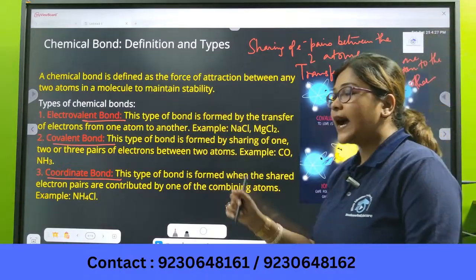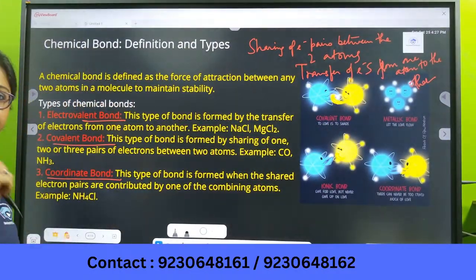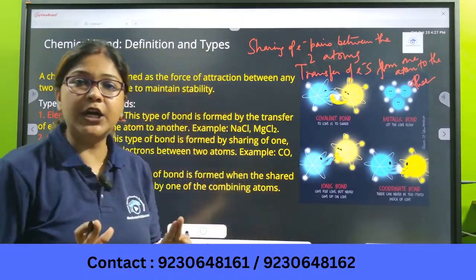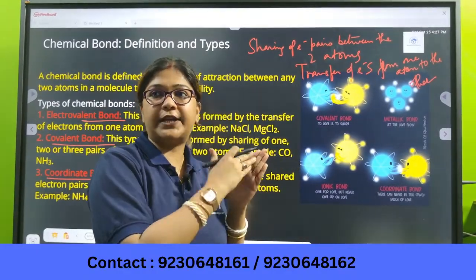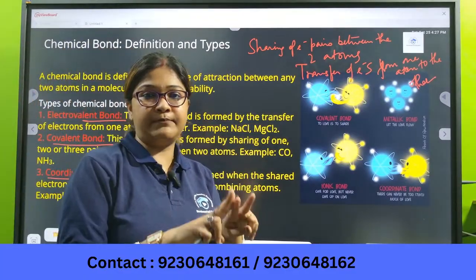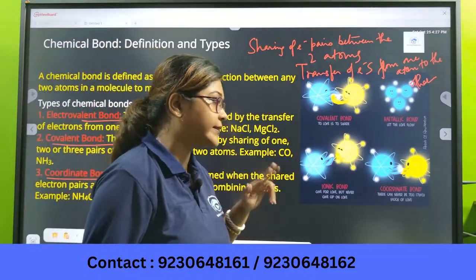Okay? And the other is coordinate bond. Coordinate bond, what happens? It is the type of bond where sharing is taking place, but here only one atom is giving its electron or electron pair to the other atom. That means both of them are not sharing, but only one atom is sharing with the other.